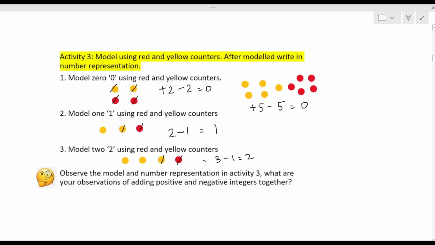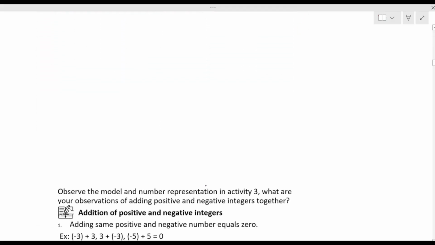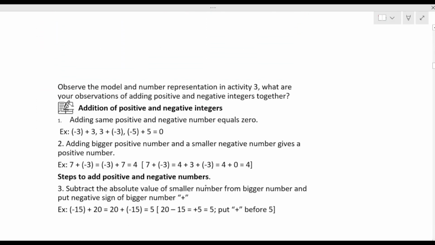So observe these models and the number representation. What are your observations of adding positive and negative integers together? Can you list them down before we have a look at it? Pause it here and list it down. Okay, as you can see from this activity, you can add a positive number and a negative number.